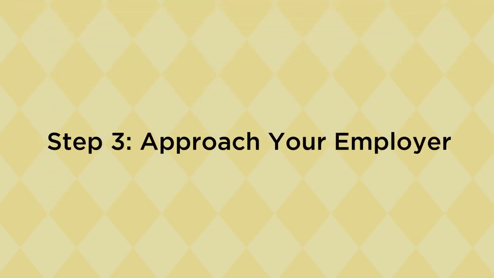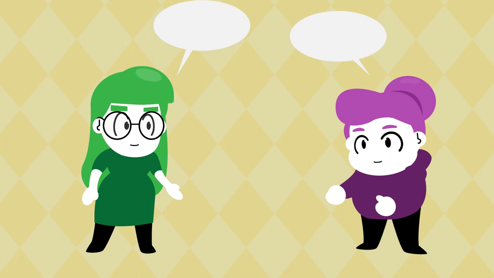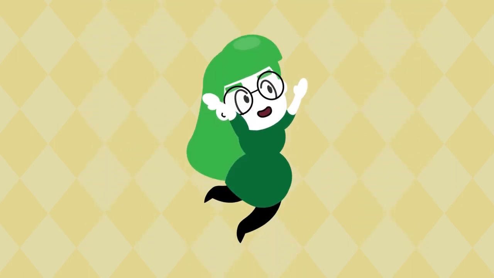Step 3. Approach your employer. Once you're comfortable, approach a trusted source, such as your manager or someone from the Human Resources Department. They will respect the privacy of your information and be able to direct you to the right sources if you're seeking accommodation. So that's it. I hope this helps you feel more prepared to disclose your disability to an employer. If you need help with this process, reach out to your campus's disability office.